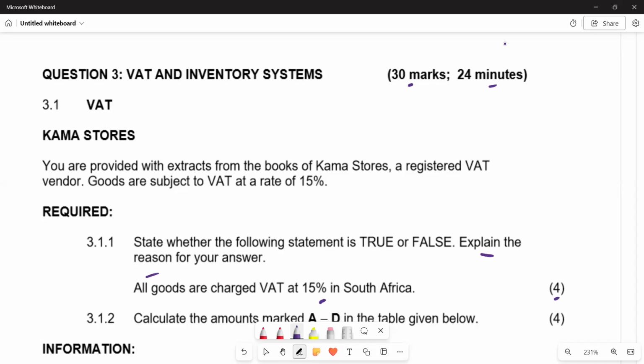So let's just try to see why. The question is saying state whether the following statement is true or false. The statement is saying all goods are charged VAT at 15% in South Africa, which means all goods in South Africa are being charged at 15%, which is not true. Remember, we have some goods that are zero rated. We also have some goods that are VAT exempt, which are not even supposed to be charged VAT. So those are the reasons that we are going to state.